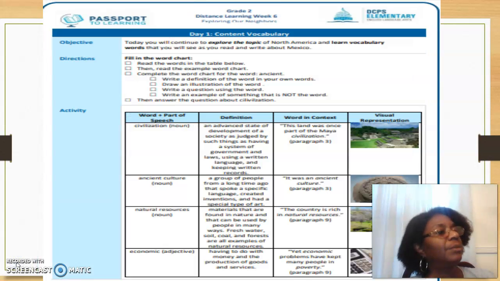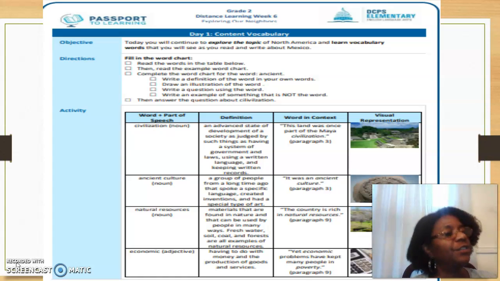So next we're going to move into the vocabulary section of our lesson, located on page 6 in the work packet. So our objective here for today is to explore the topic of North America and learn vocabulary words that you will see as you read and write about Mexico. So the directions for this assignment is to fill in the word chart, read the words in the table below, then read the example word chart that's coming up, complete the word chart for the word ancient.